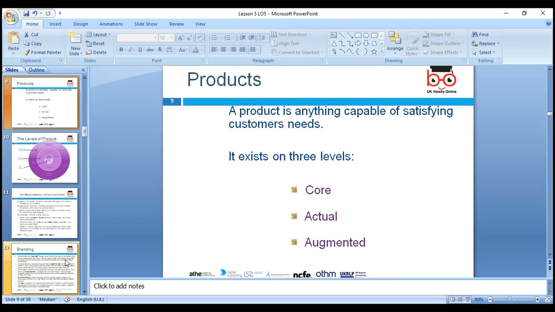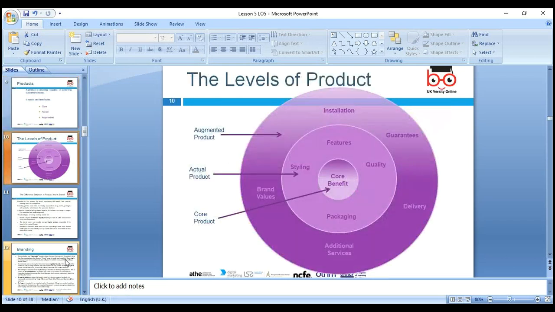Okay, product. What is meant by product? Anything that has the ability or capability to satisfy human needs and wants, so we can call it a product. It exists at the core level, actual level, and augmented level. So what is meant by these?